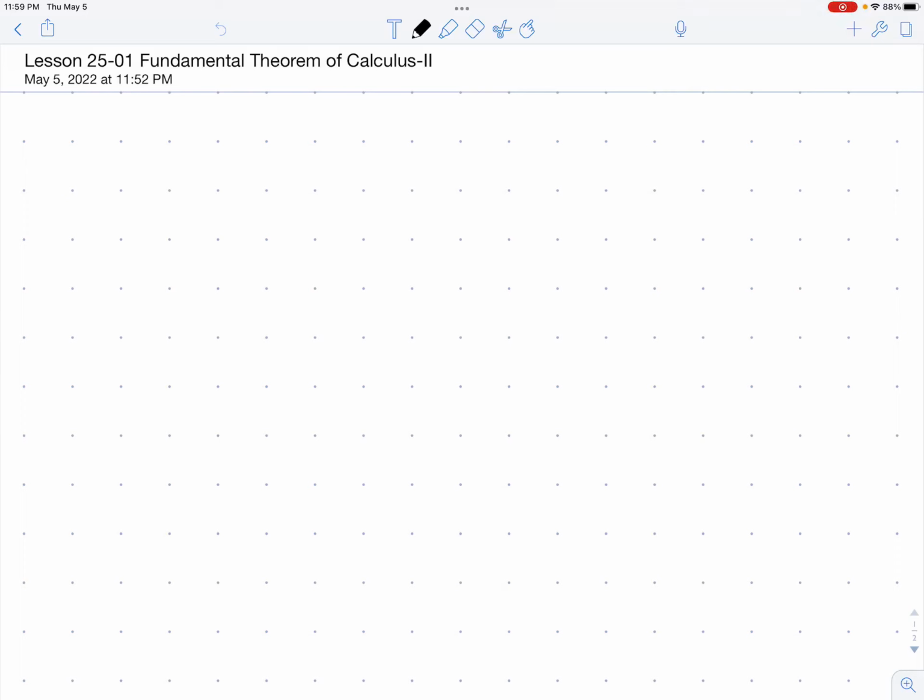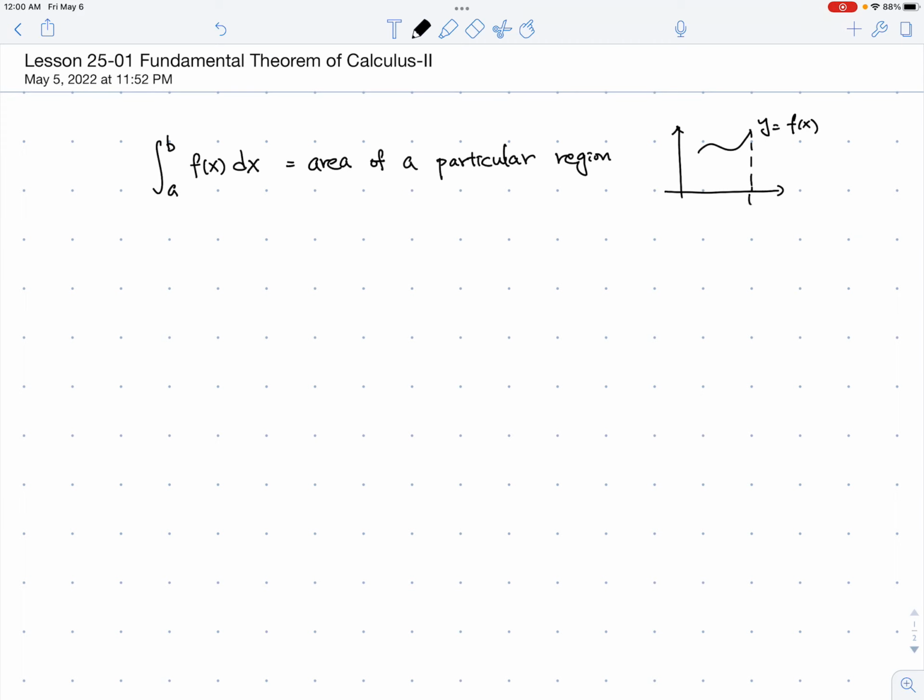Let us now look at the second part of the fundamental theorem of calculus. So we know that if I write this, it means the area of a particular region, right? This one.